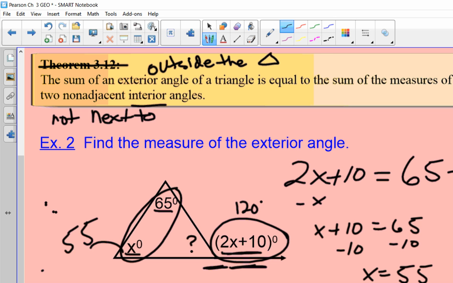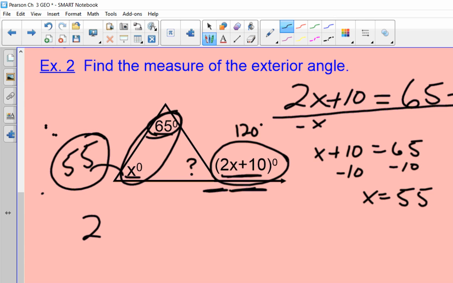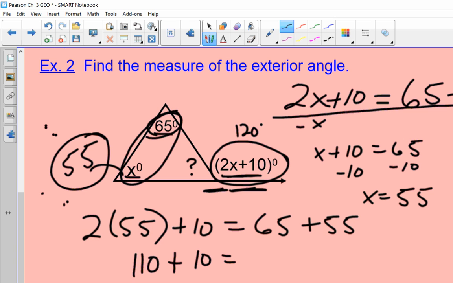Okay. Well, let's prove it. There's a bunch of things I want to talk about with this question because it lends a lot of explanation. So the two angles now, I got this was 55, that was 65. It's supposed to be equal to what's up here. So I'm going to take 55 and plug it in for x there, and plug it in for x here. So 2 times 55, I said before, was 110 plus 10. 65 and 55 is 120. 110 and 10 is 120. Okay. So we proved that what we got was correct.